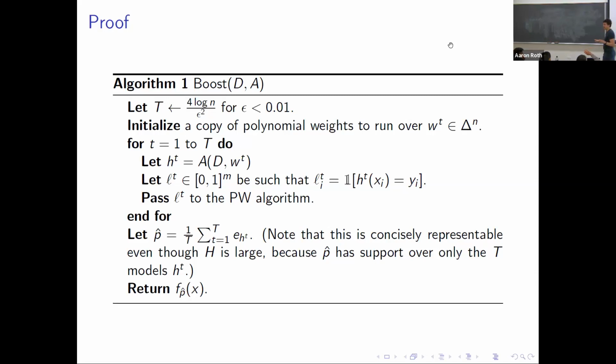Okay, so the algorithm is just: weight the data points, run the weak learning algorithm on them, reweight the data points using the polynomial weights update rule, run the weak learning algorithm, repeat for log n rounds, and output in the end the equilibrium strategy that corresponds to the uniform distribution over the hypotheses output by the weak learning algorithm.